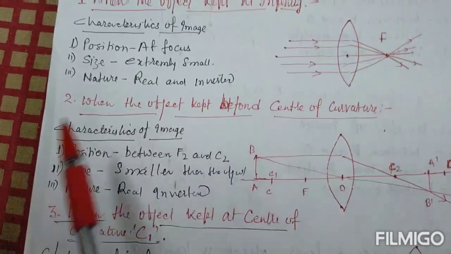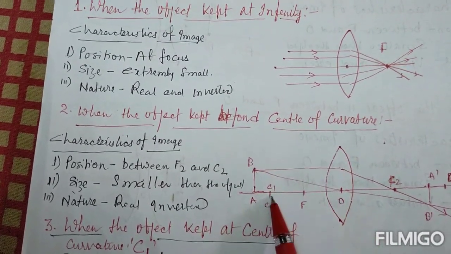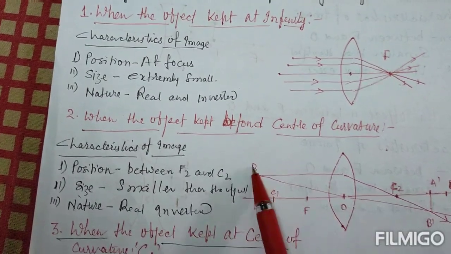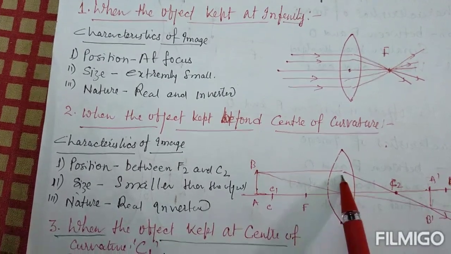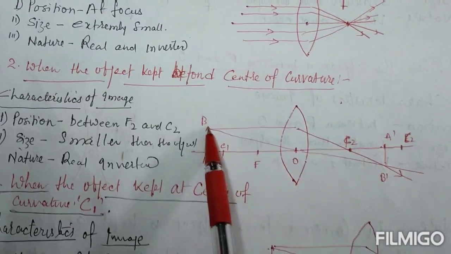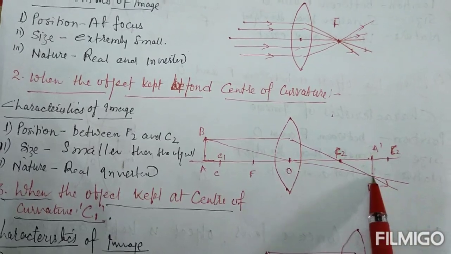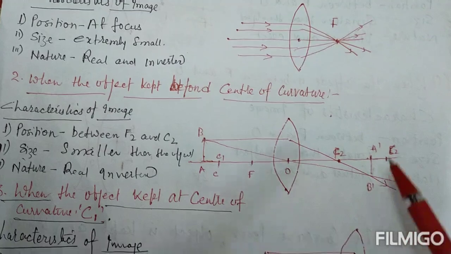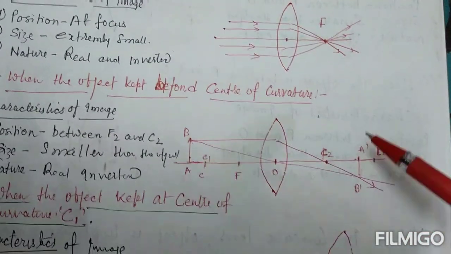See the next case, when the object is kept beyond the center of curvature. This is the lens and this is the center of curvature; this is beyond the center of curvature. We have kept the object at this place. AB is the object. Rays coming parallel to the principal axis pass through the focus after refraction, as we are seeing in the picture. Rays passing through the optical center will pass undeviated. At this point, both rays will intersect, and this is the image, that is A dash B dash is the image. So this is the position of the image.